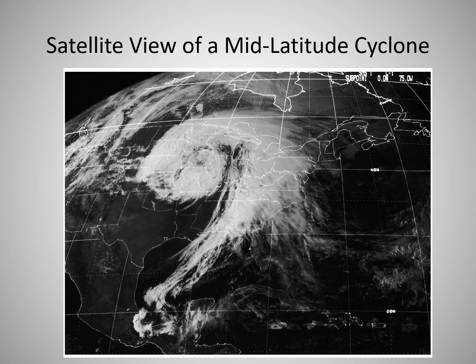Here is a satellite image of a mid-latitude cyclone. Look at how many states it covers. And actually, the tail of it goes all the way down into the Gulf of Mexico and Central America. These things are huge, and they are coming across the United States all the time.